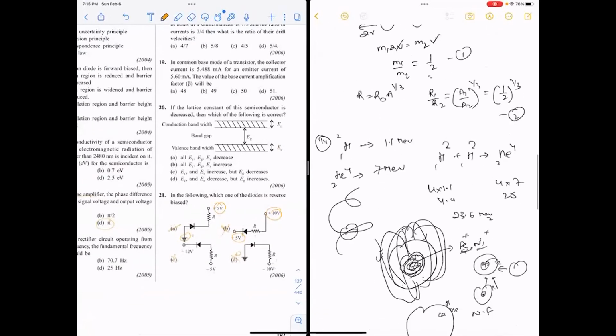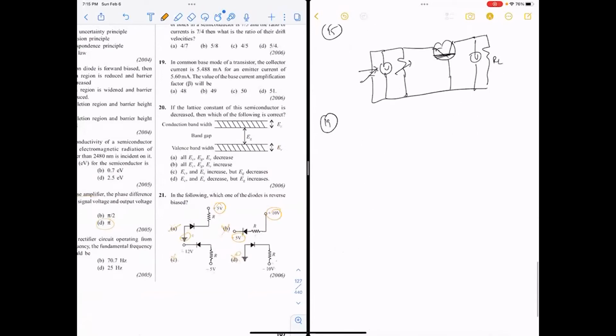19th question. In a common base mode of transistor, the collector current IC is equal to 5.488 milliamperes for an emitter current of IE equal to 5.60 milliamperes. The value of the base amplification factor beta? For that, first, what is IB? IE minus IC. How much is it? 0.122. Agreed or not? Just the difference.